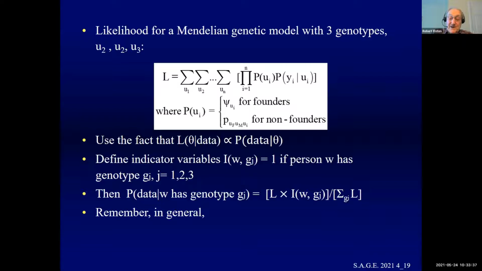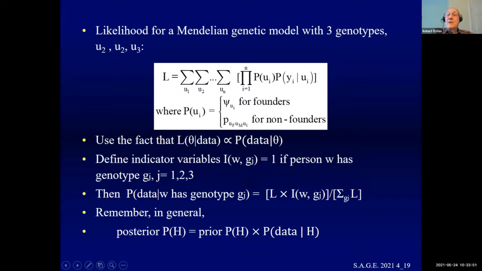Now remember, this is important. Normally we have a posterior probability equal to a prior times the likelihood of the data given the hypothesis. Remember, this is what we always do. We have a prior hypothesis, and then we gather data, multiply that by the probability of the data given the hypothesis, and that gives us the posterior.